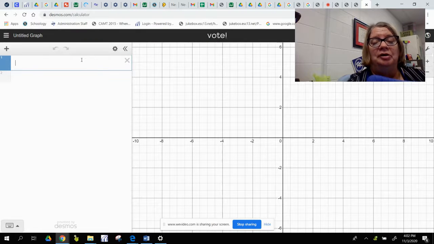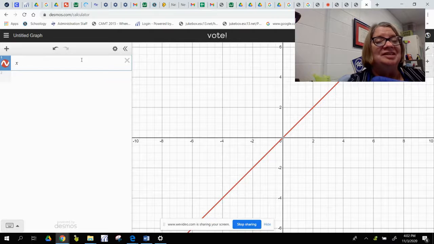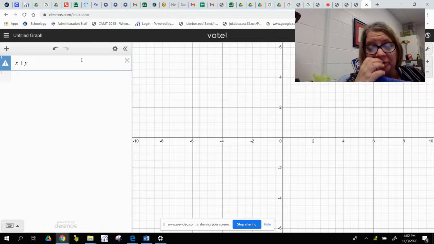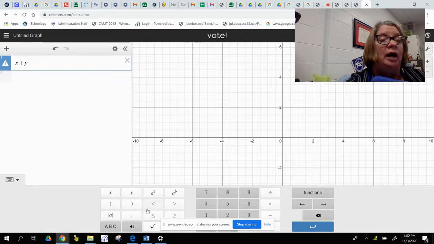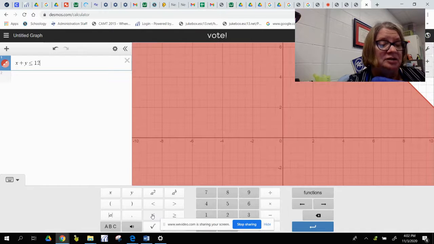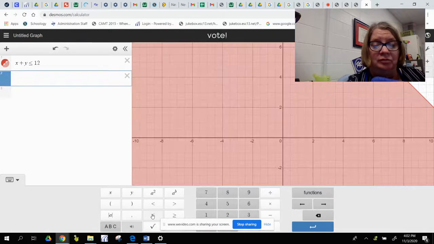Do you remember what we learned about inequalities? When we graph these, we have a shaded part. If you have a system of inequalities, then your solution is going to be where it's shaded for all of them. So we had X plus Y is less than or equal to 12.